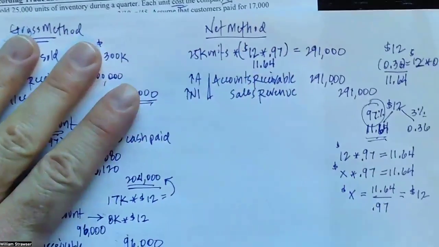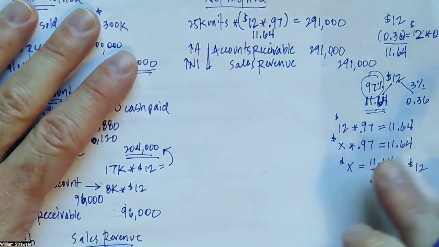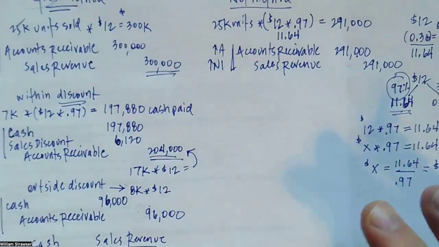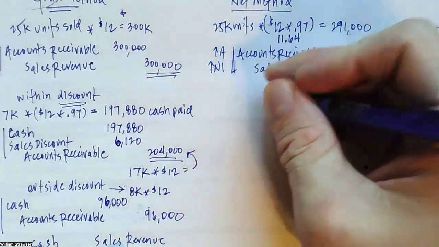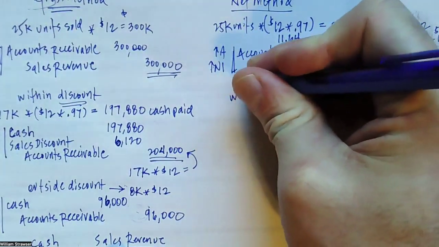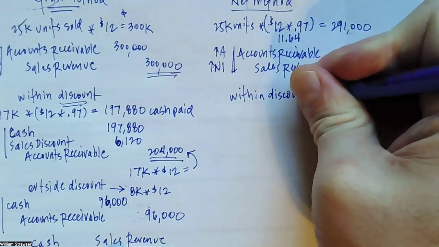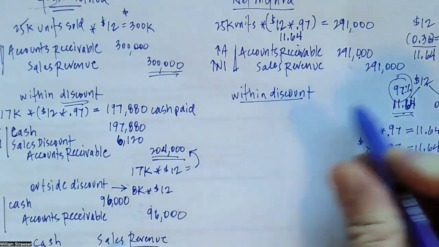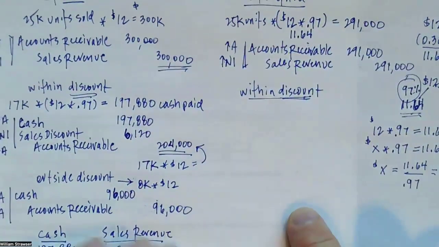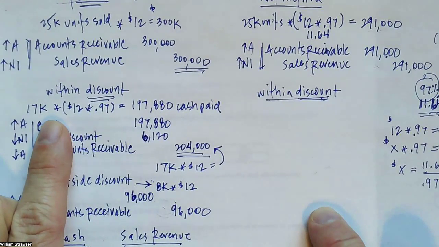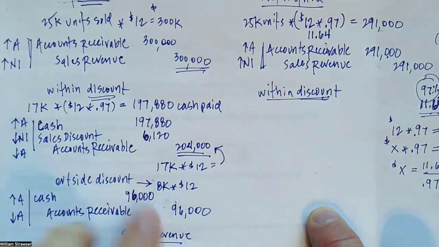Let's talk about the net method then. So with the net method, remember, those discounts are already taken out because we basically assume everyone's going to take that discount. And when they do pay within the discount, well, then we're not surprised because that's how we set up our credit sale record, right? We already netted those things out. So, yes, they're still paying within the discount. It's the same amount of units, it's the same discounted price, the same amount of cash.